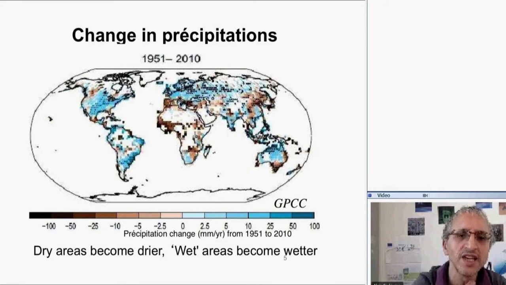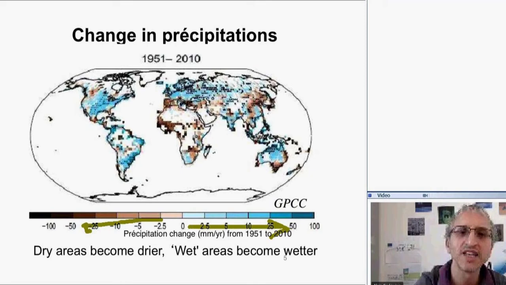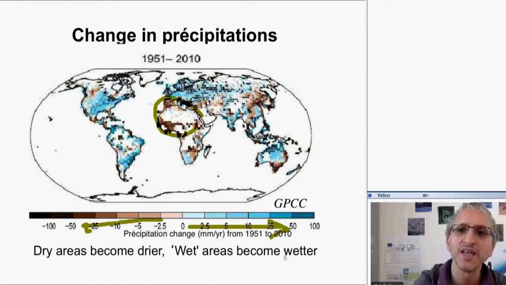But what you see is that where areas were dry, in a sort of brown here, it means that the rainfall has been decreasing. And in blue, it means that rainfall has been increasing. And it's interesting because over very dry areas, the precipitation has been decreasing. So it means that dry areas are becoming drier. It's here or here.